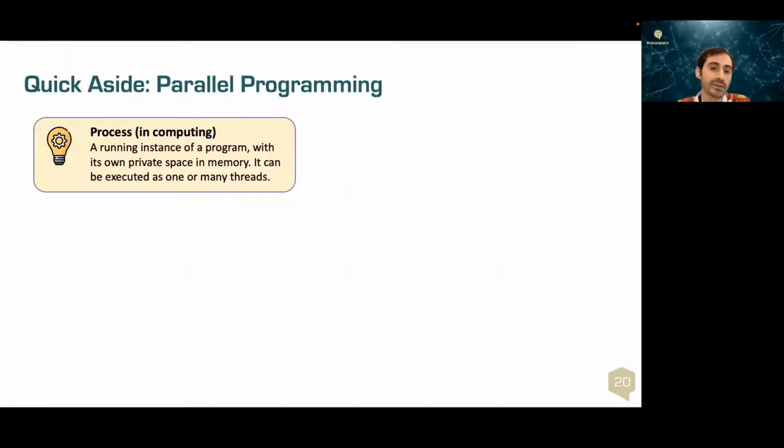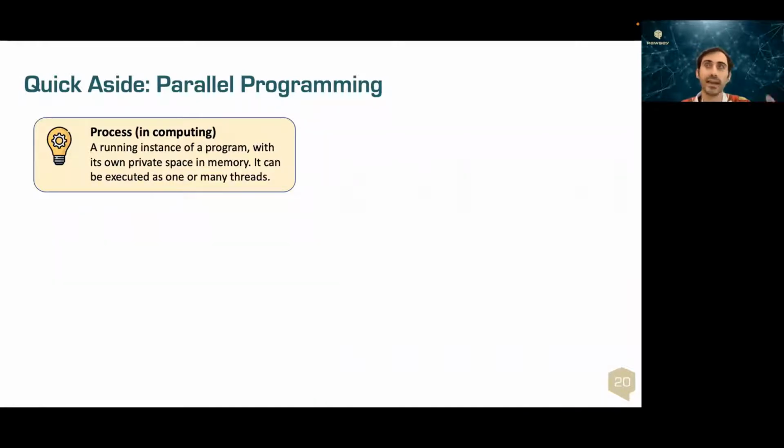So what is a process in computing? A process is just a running instance of a program, which comes with its own private space in the memory, in the RAM of the hardware where it's running. And it can be executed as one or many threads. We're going to see what that means quite soon. Let me just focus on this process a bit more.